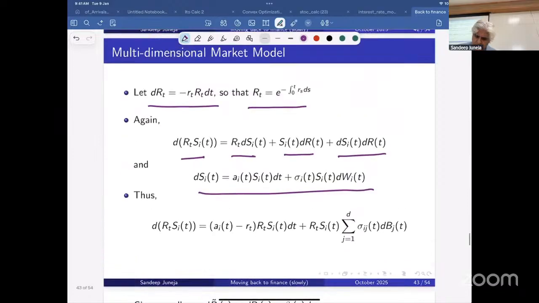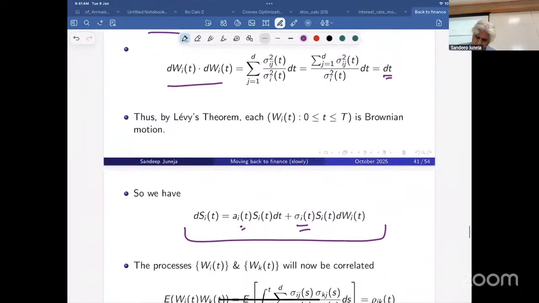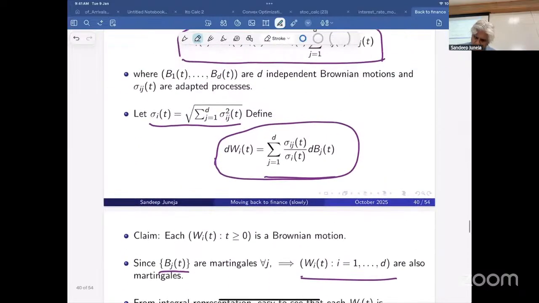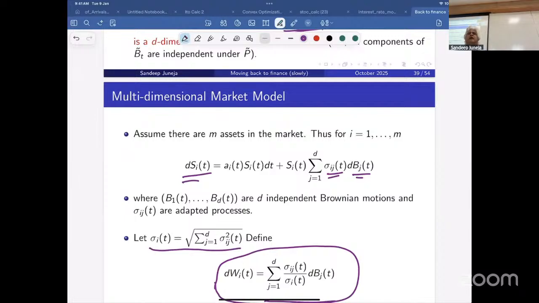So let's just go back to the model of the ith security. Let's go further back, I guess. So the ith security is sensitive to the jth source of noise, and sigma ij t is the sensitivity to it. The larger its value, the more sensitive you are at that time on that sample path. So this is the underlying model of stock price.